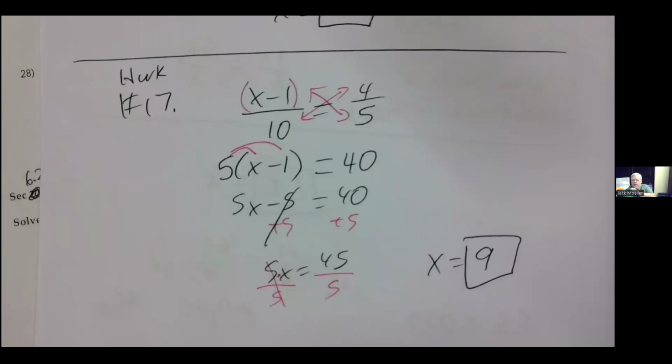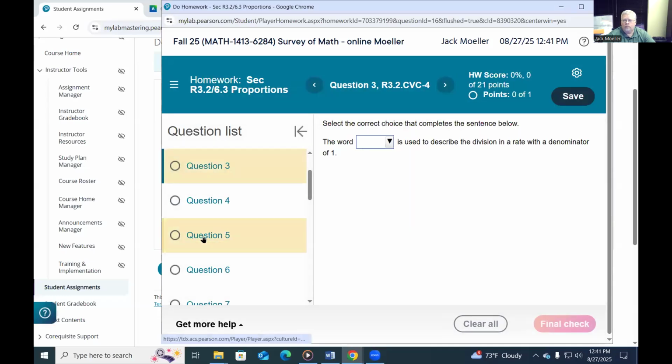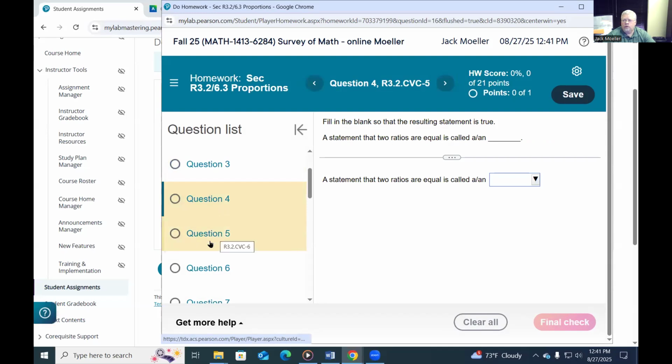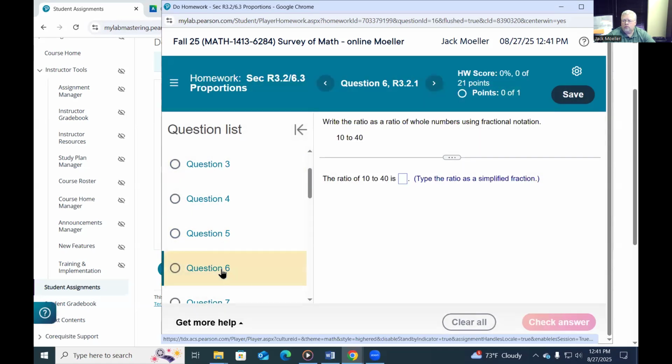All right, before we get into the word problems, let me jump back to the homework. In the beginning of the homework, there are some basic, how do you set it up type of problems. As always, there are some definitions. I'll let you read those. All right, so here are the ones I was looking at.